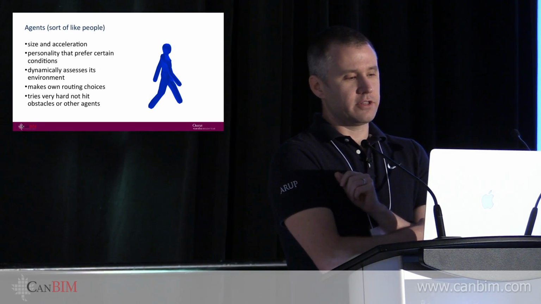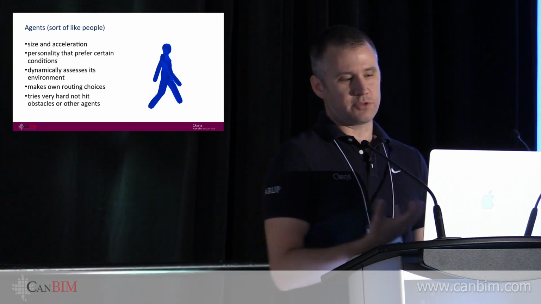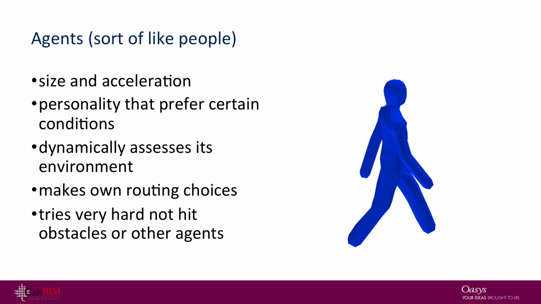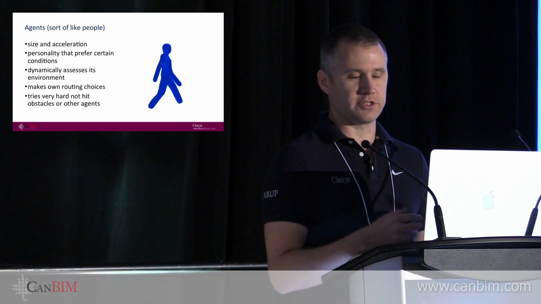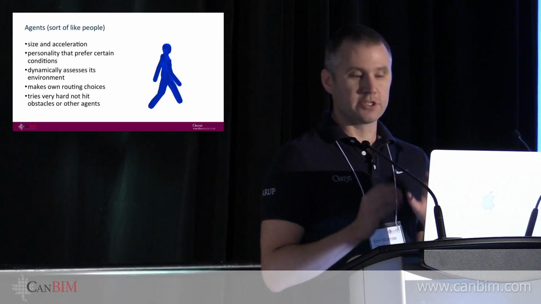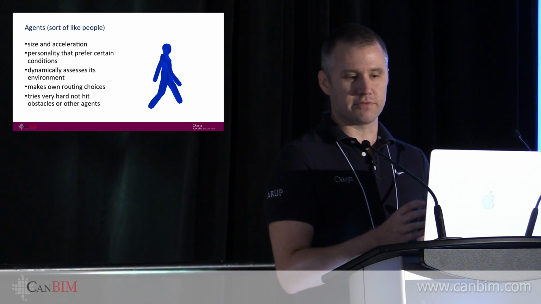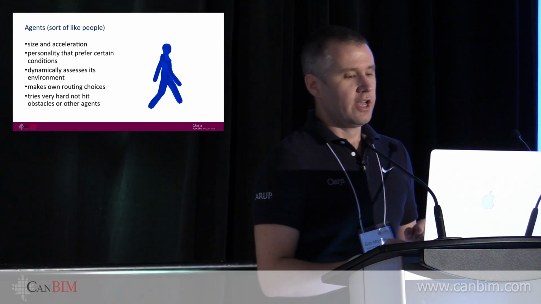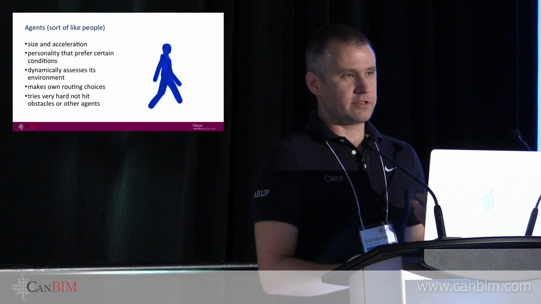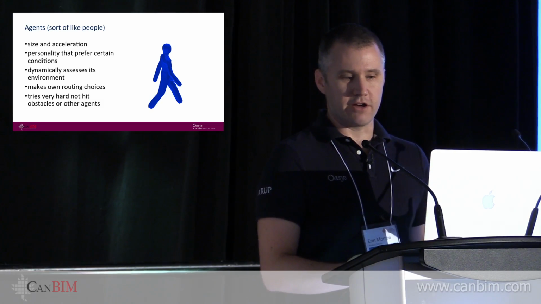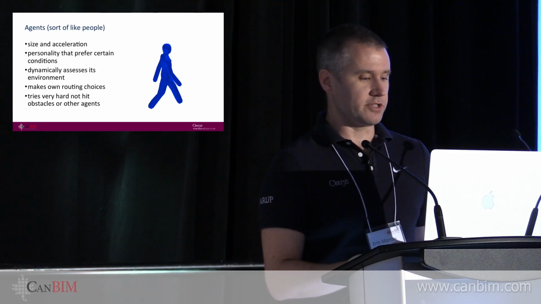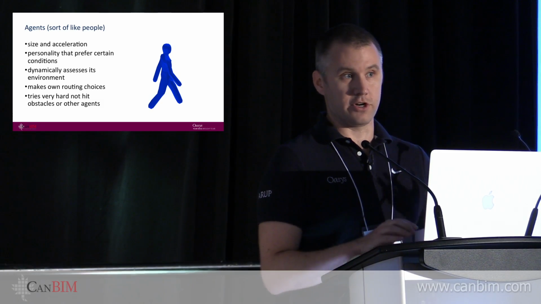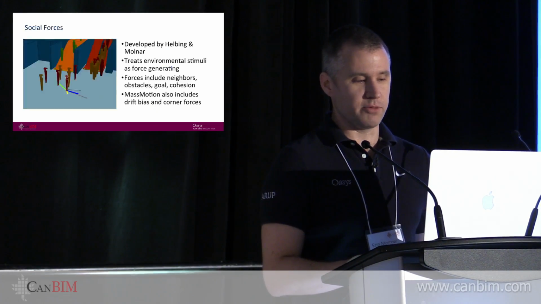So, talking a little bit about how simulation works, it starts with the concept of an agent, a simulated person which has the characteristics of a person. They move at a certain rate, they have a certain size, they prefer to do things in a certain way. Some people will always take the escalator regardless of the size of the queue. Other people are happy to bound up the stairs. And just like people, the agents dynamically assess their environment. So as they encounter congestion, they will consider alternate choices of routes. And they will also try not to run into each other and the environment around them.